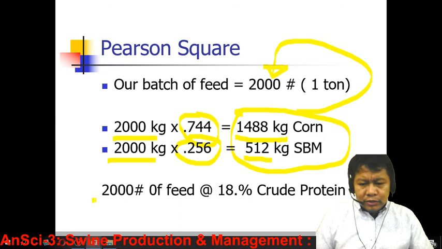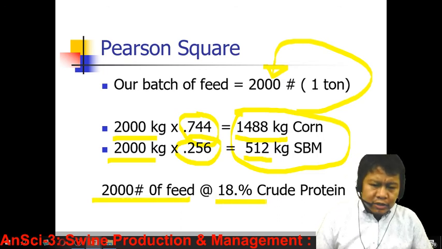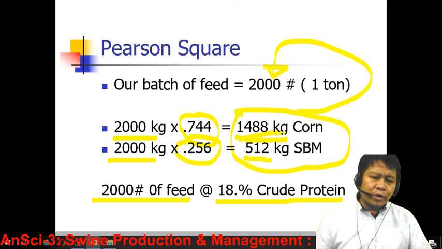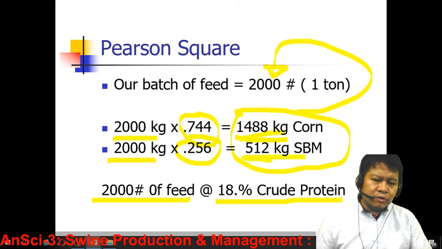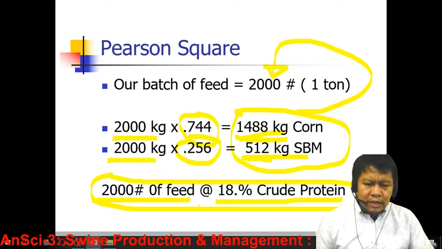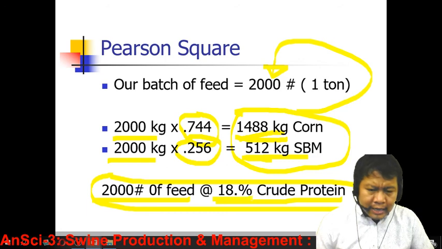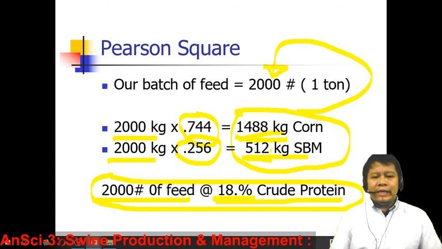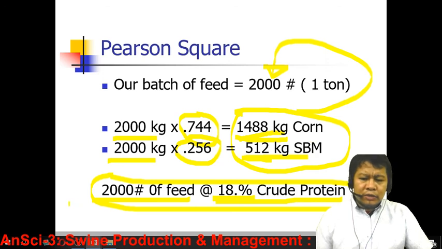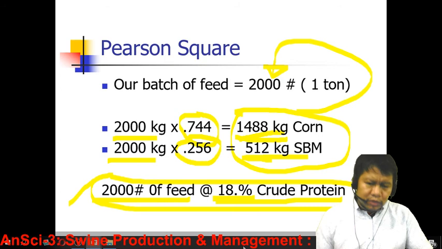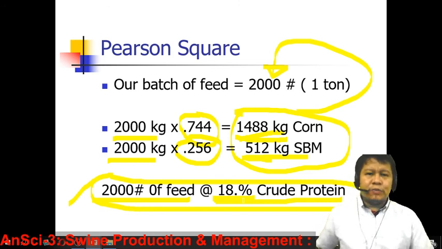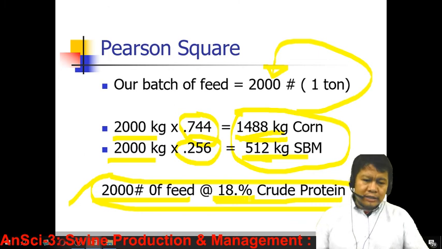Okay, so we have 2,000 kilograms of feeds at 18% crude protein. When we mix our 1,488 kilograms of corn and the 512 kilograms of soybean meal well, the resulting mixture must have a total of 2,000 kilograms and 18% crude protein. This is our question earlier: how many kilograms of corn and how many kilograms of soybean meal should we mix to get 2,000 kilograms total with 18% crude protein. So this mixture is now 18% crude protein, which is the needed nutrient for the 100 heads of our hogs.